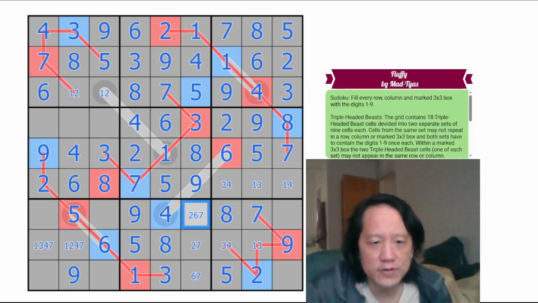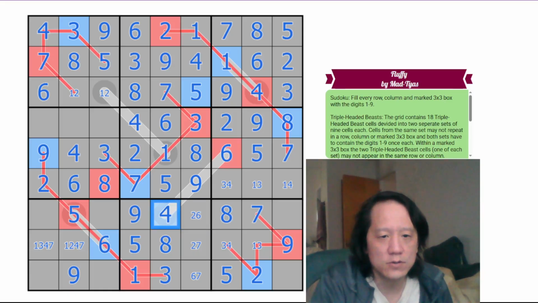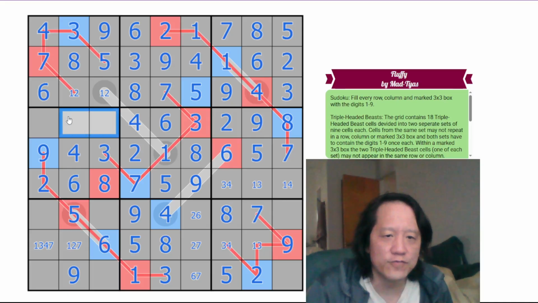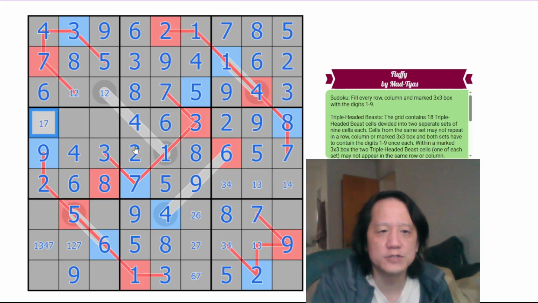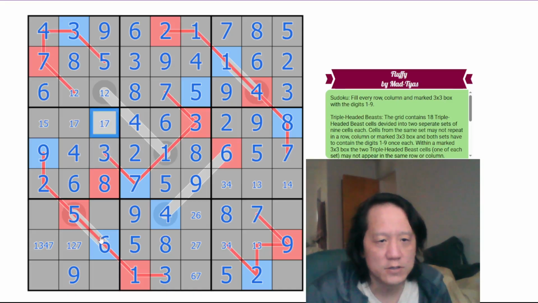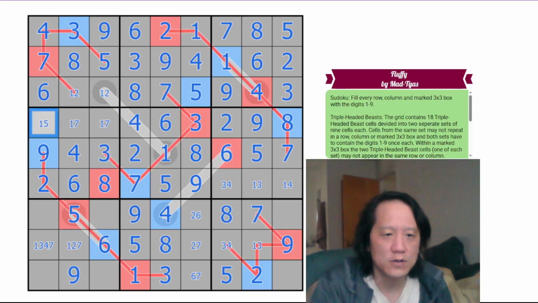7 eliminates 7 here. Okay, this can't be 4 anymore. Remaining digits in row 4 are 1, 5, and 7. So this is 1 or 7. No, not 1 or 7. This is 1 or 5. This becomes 1 or 7, and this is 1 or 7 here. So this must be a 5 here.